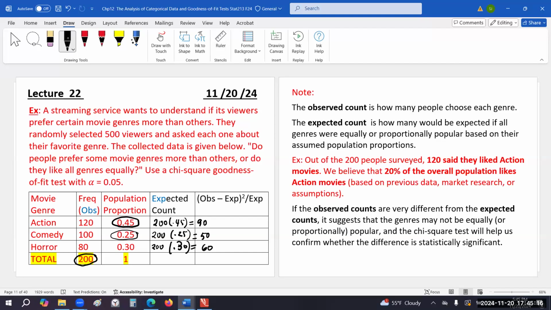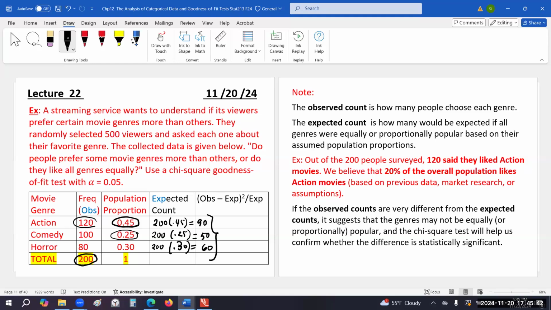Now we want to test the difference we see. Is it statistically significant or not? So in order to do that, we need to fill out the next column. In the next column, we are going to subtract expected from observed, square the quantity so that we don't have to deal with any negatives, and then we divide by the expected.